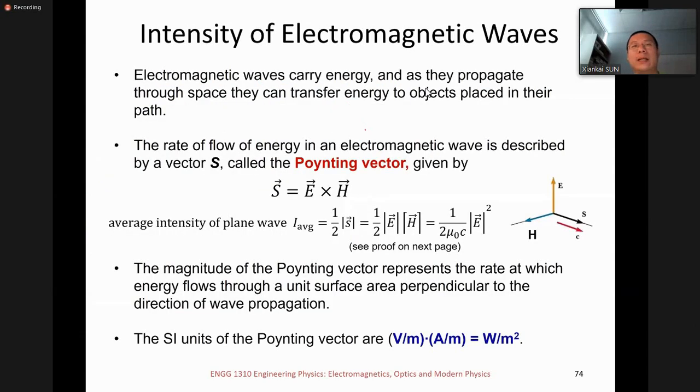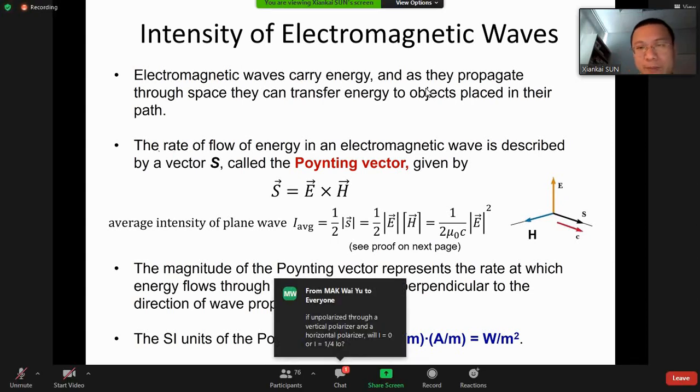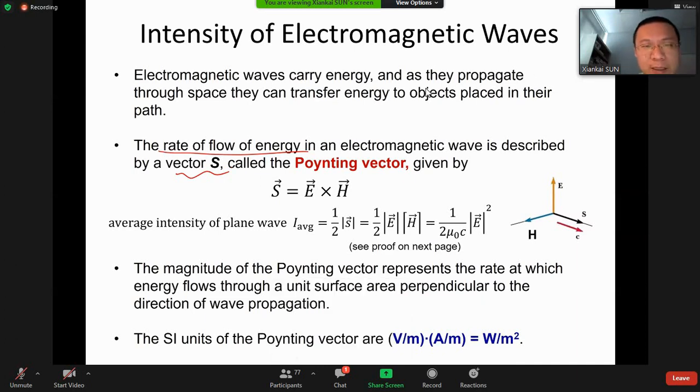All right, so next we'll talk about the intensity of electromagnetic waves. Because electromagnetic waves carry energy and they propagate through space, they can transfer energy to objects placed in their path. And the rate of flow of energy of electromagnetic waves can be described with the vector S. S is defined as E cross H. So as you can tell, if this is E and this is H, then E cross H gives you the direction of S, exactly the same as the direction of propagation.